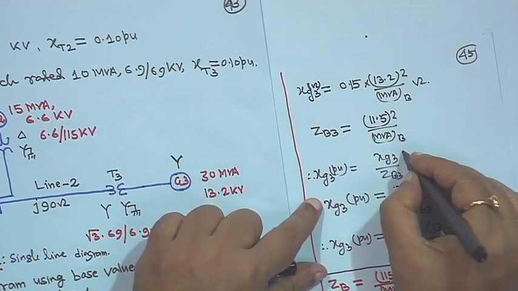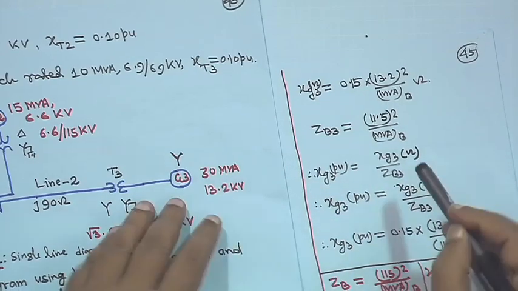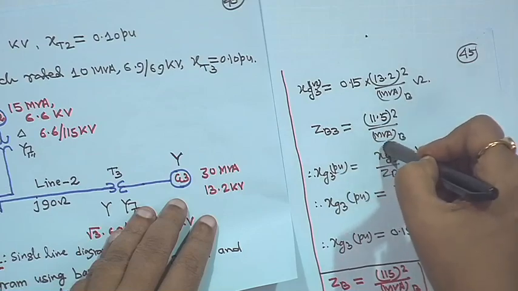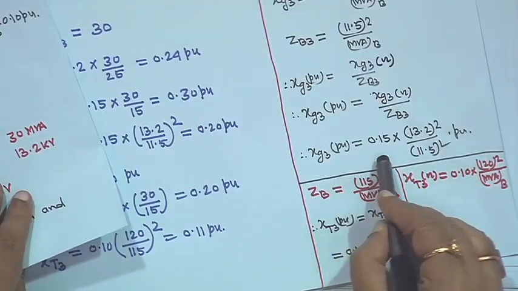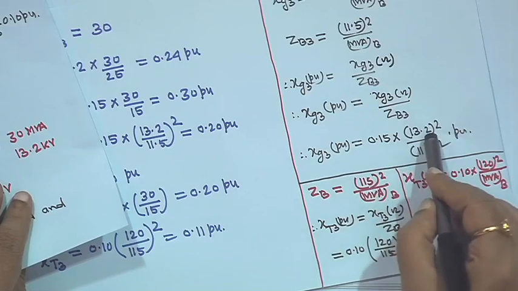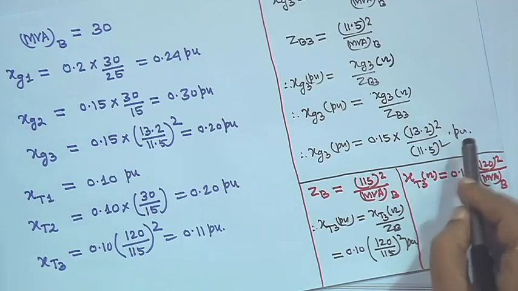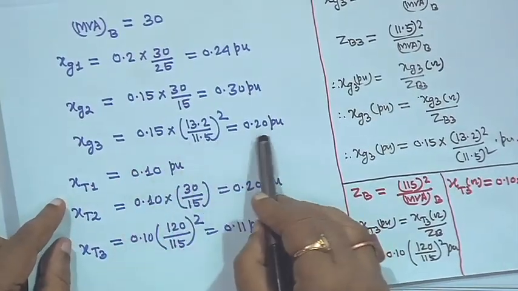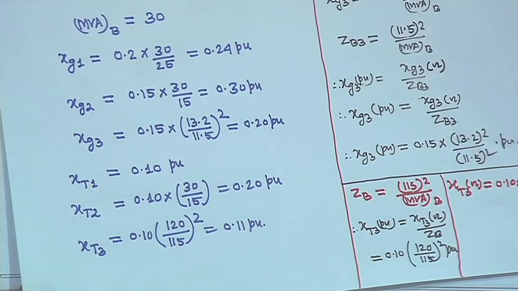This Xg3 is the ohmic value. If you put it here, the MVA base will be cancelled. So finally, Xg3 per unit will be 0.15 into 13.2 squared upon 11.5 squared, and that is in per unit. That means your Xg3 will become 0.20 per unit. So this is the way you have to transform.